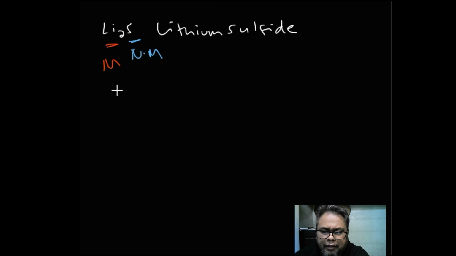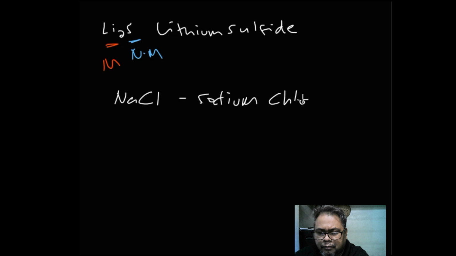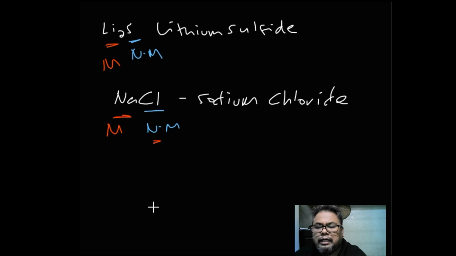Let us have the one given in your textbook, which is sodium chloride. Okay, let me write its name. Sodium chloride. Okay, so sodium is a metal element, while chlorine belongs to the non-metal elements. Again, sodium belongs to metal elements, while chlorine belongs to non-metal elements.